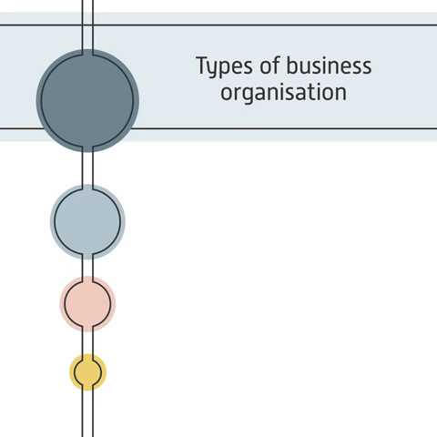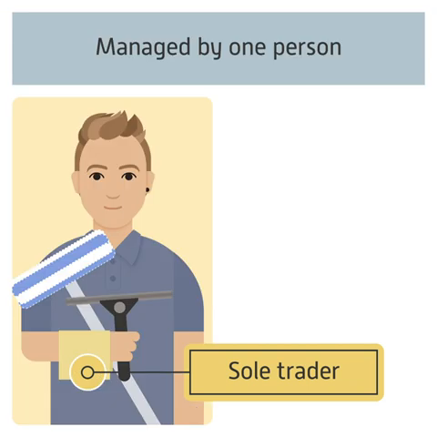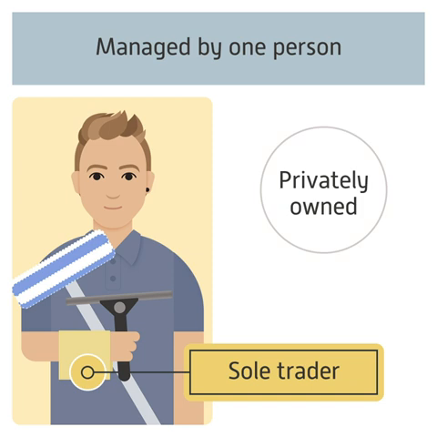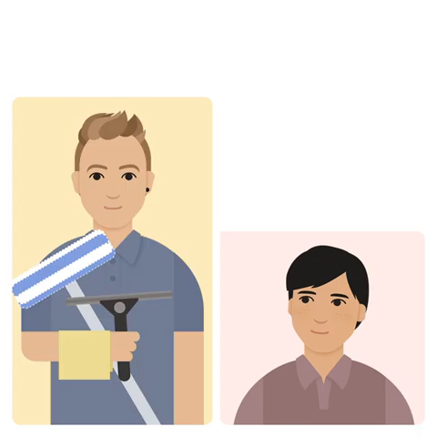There are a number of different types of business organisation that you need to be aware of. In this pod, we'll focus on the smallest type of business, a sole trader. A sole trader is a business that's owned and managed by a single person. A sole trader is a privately owned business, and the owner is self-employed. They might work alone, or they might employ others.